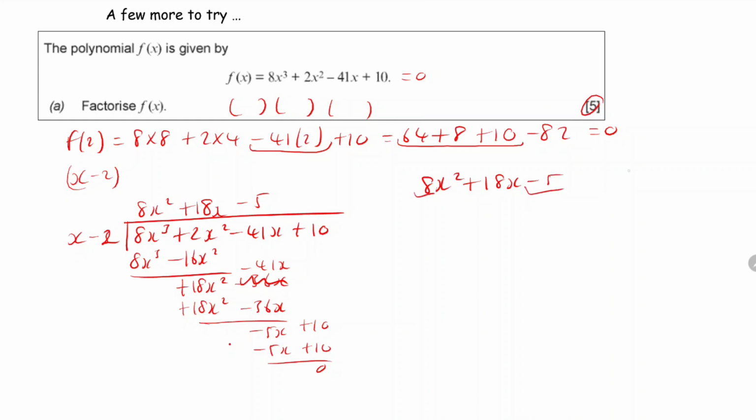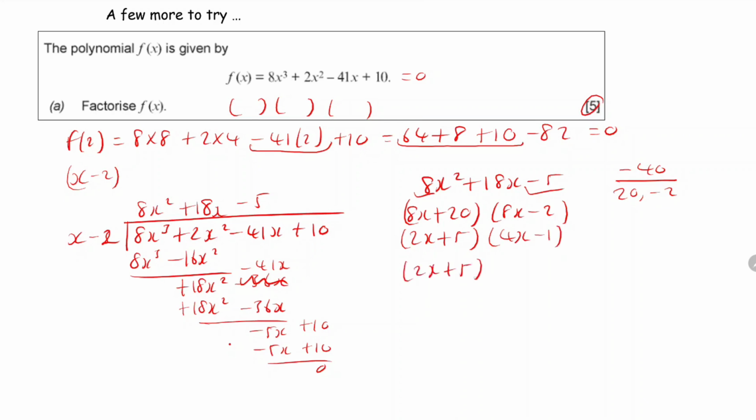Factorize. 8 times by minus 5 is minus 40. Factor pairs of minus 40 which give us 18, it's going to be 20 and minus 2. So we have 8x plus 20 and 8x minus 2. 4 goes into both of these, so we have 2x plus 5. 2 goes into both of these, so it's 4x minus 1.